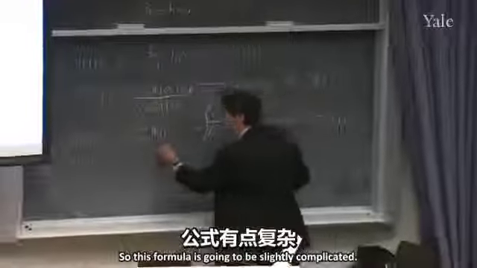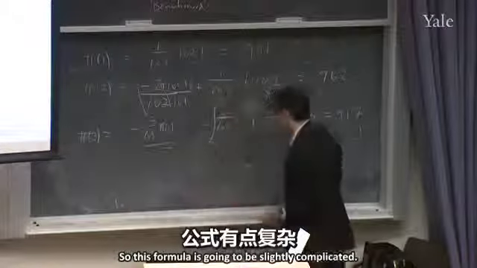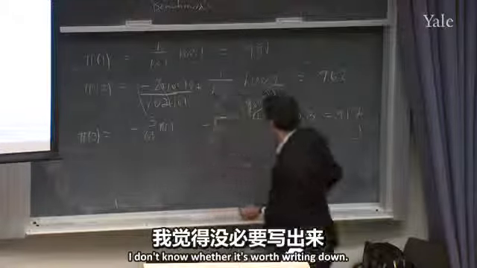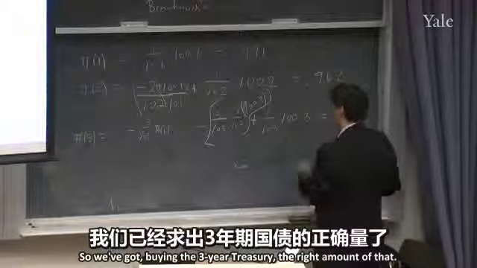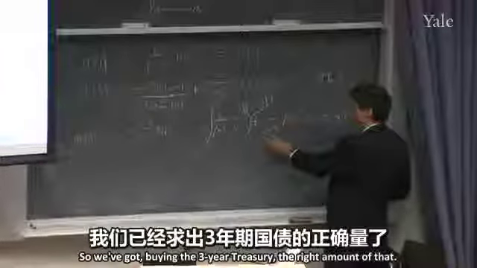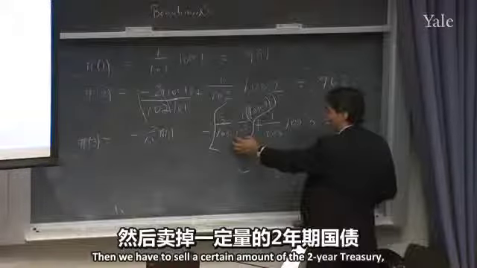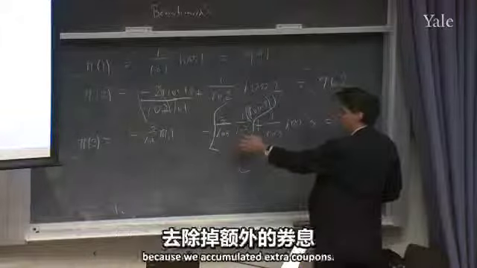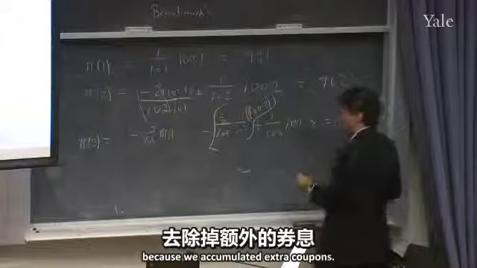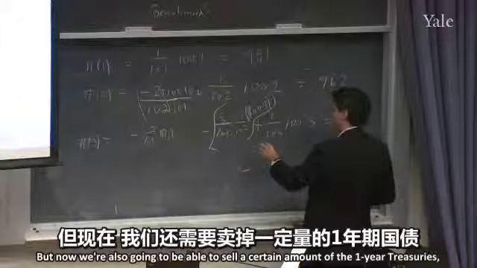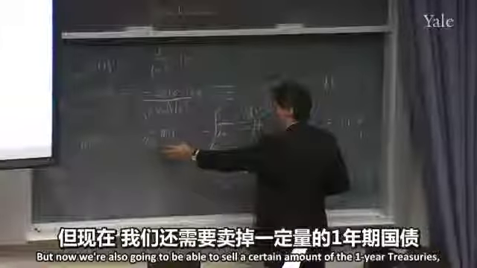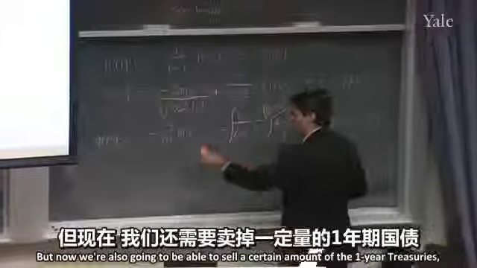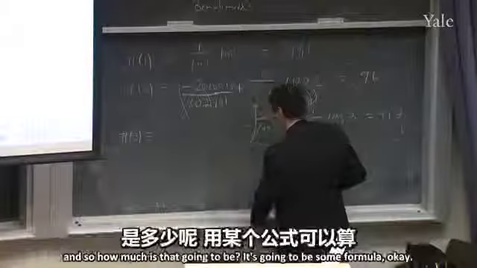Okay, so this formula is going to be slightly complicated. I don't know whether it's worth writing down. So we've got buying the 3-year Treasury, the right amount of that. Then we have to sell a certain amount of the 2-year Treasury, okay, because we accumulated extra coupons. But now we're also going to be able to sell a certain amount of the 1-year Treasuries. And so how much is that going to be?